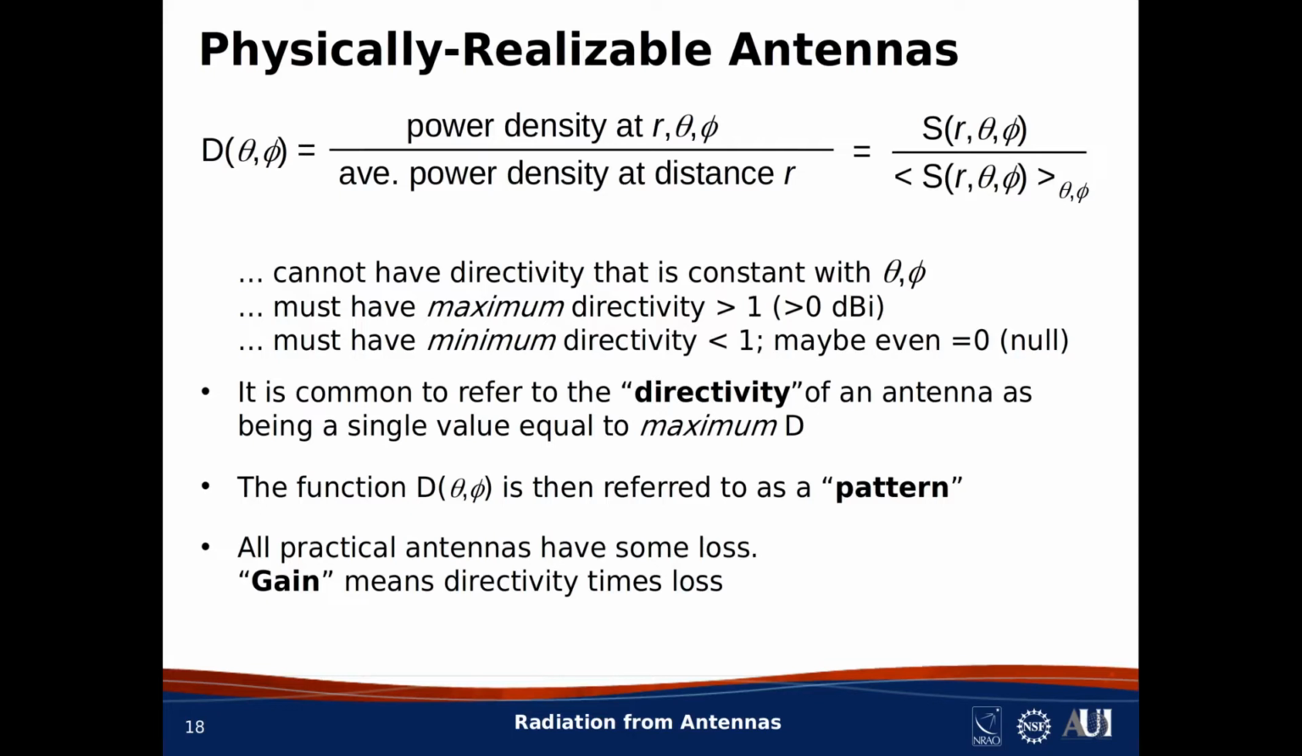Now, just to be perfectly clear, the antenna is not an amplifier. An antenna cannot radiate more power than is provided to it. When we refer to the gain of an antenna, we mean simply directivity times loss. The gain that we're referring to in this case is simply the advantage in power density over what we would get from a lossless isotropic antenna that has provided the same amount of power.